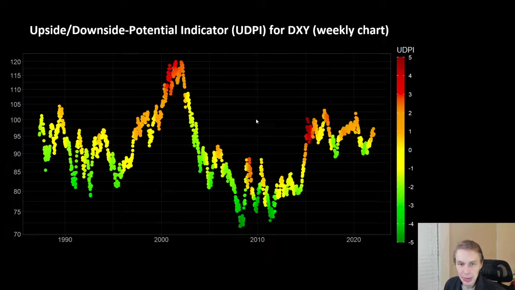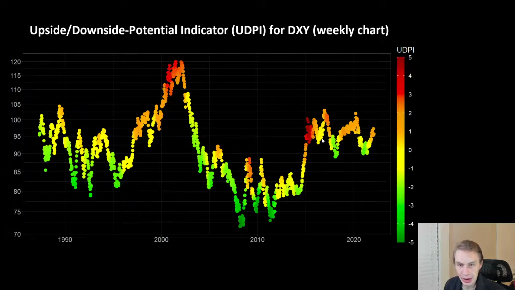So applying the UDPI to the DXY seems feasible. It seems like it can give some useful information potentially about the upside versus downside potential for the DXY. That's the upside downside potential indicator. That's what it tells us, right? What's the upside potential? What's the downside potential at a given point in time? That seems realistic from the model's perspective.